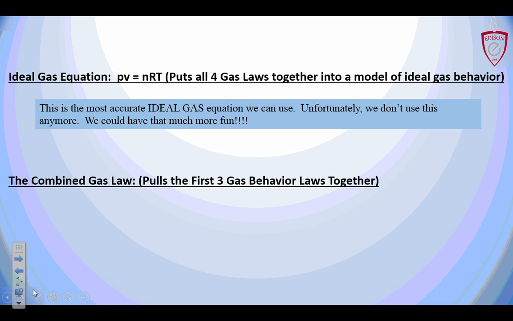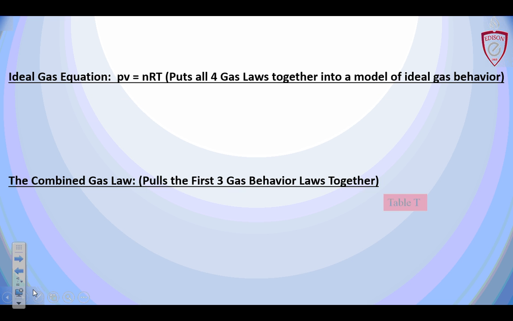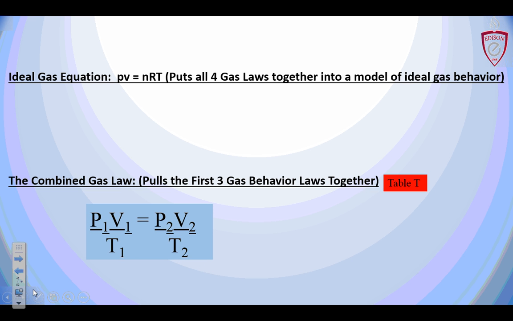But let's look at the Big Mac Daddy, the combined gas law, that I'm not going to derive for you. I believe this is it, and this is in Table T. P1 V1 over T1 equals P2 V2 over T2.